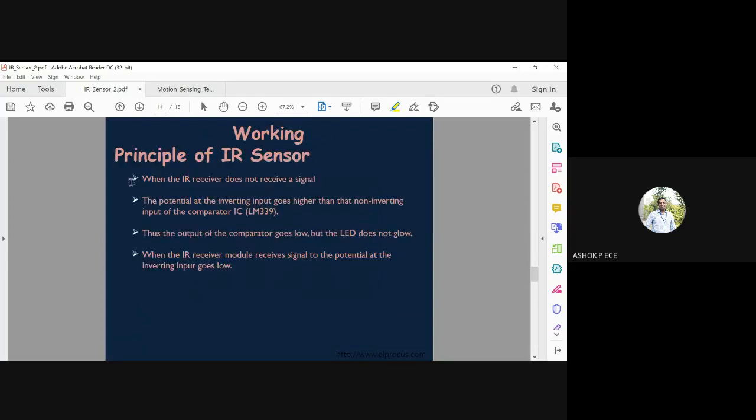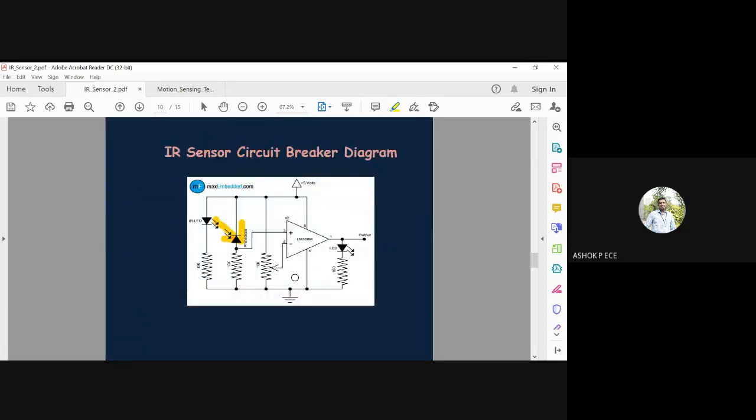So working: when the IR receiver does not receive a signal, which means that there are no obstacles surrounding your device, the potential at the inverting terminal is going to be high and the LED does not glow. When the IR module receives a signal, the output will be low and the LED is going to glow. You have an LED here to indicate whether there is an obstacle or not. So when the IR rays are not received, this LED will not glow. When the IR rays are received, it means that there is an obstacle, and this LED will glow. The LED is to indicate the presence or absence of human motion.